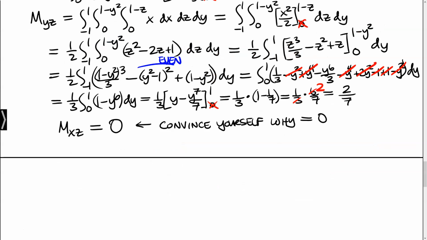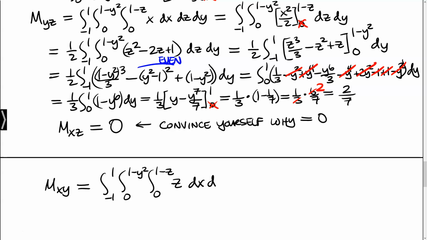All right, there. Magically, I have another page. So let's look at m sub xy. So this is integrating from 0 to 1 minus y squared, 0 to 1 minus z, and this is z dx dz dy. Again, since z is constant with respect to x, I just get z times 1 minus z. But now I'm integrating with respect to z, so now I really do have to integrate.